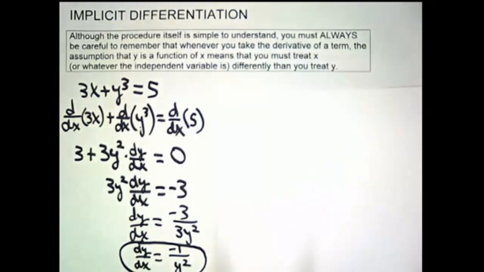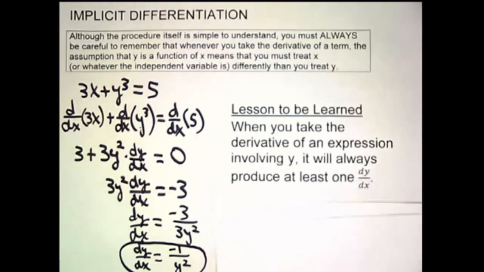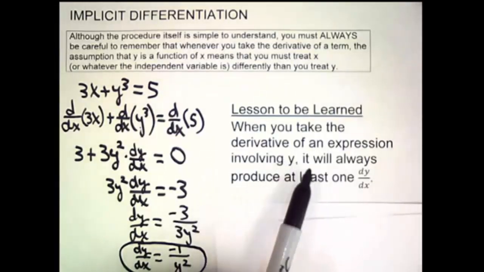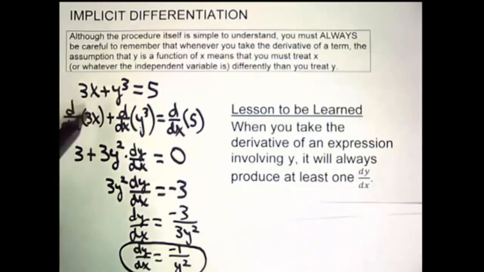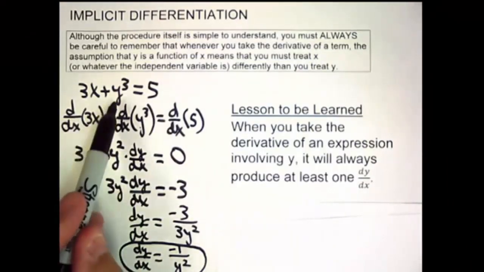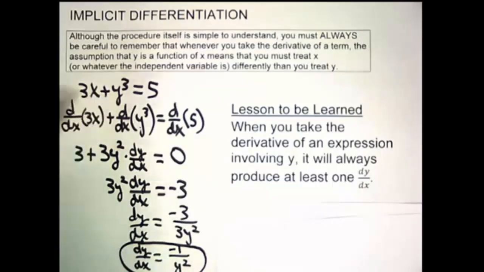Now, I'm not sure there's really a different lesson to be learned here than the other example, but it is a good point, I guess, at which I can just say this, and that is, whenever you take the derivative of an expression involving y, it will always produce at least 1 dy over dx. When you're taking a term that only has x's in it, or a constant, you're not going to get any dy over dx's. But as soon as you come to a term, or a factor that's part of a term, or a quotient that has a y in it, somewhere in this process you're going to generate at least 1 dy over dx. You just have to remember that.